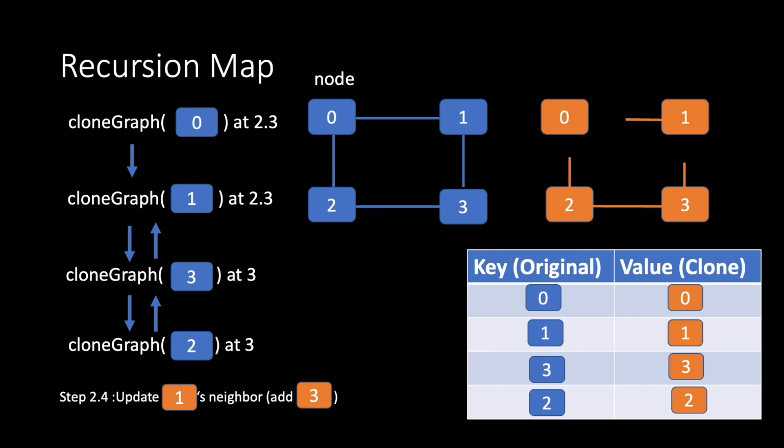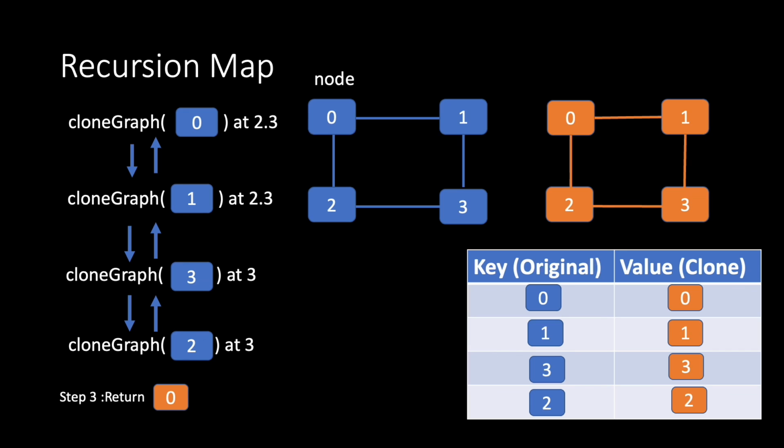We'll continue from step 2.4 again, so update 1's neighbor, add 3 to 1's neighbor. We're just going to return the clone node 1. We'll go back to the original function, cloneGraph 0. And lastly, we now know the clone nodes 1 and 2, which are 0's neighbors, both exist, so we can add them to 0's neighbor. And lastly, we're just going to return the clone node, which is 0, in the original function. And that's how we clone a graph.